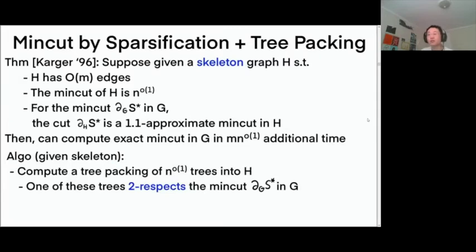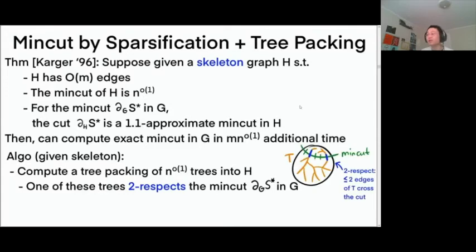And the algorithm, given the skeleton, simply computes what is called a tree packing of a small number of trees into H. A tree packing is essentially a collection of trees that does not contain a single edge in the graph too many times. It's known that if we compute such a tree packing, then one of these trees will 2-respect the mincut in G. So we pack the trees in H, and one of these trees will 2-respect the mincut in G, where to respect means that at most two edges of the tree cross this mincut.